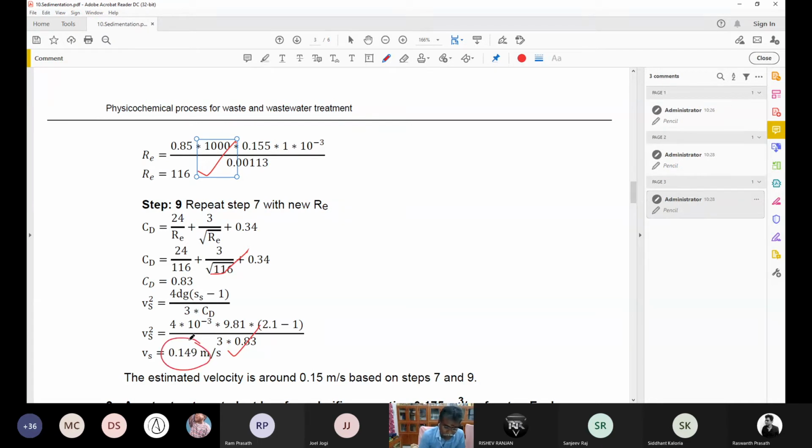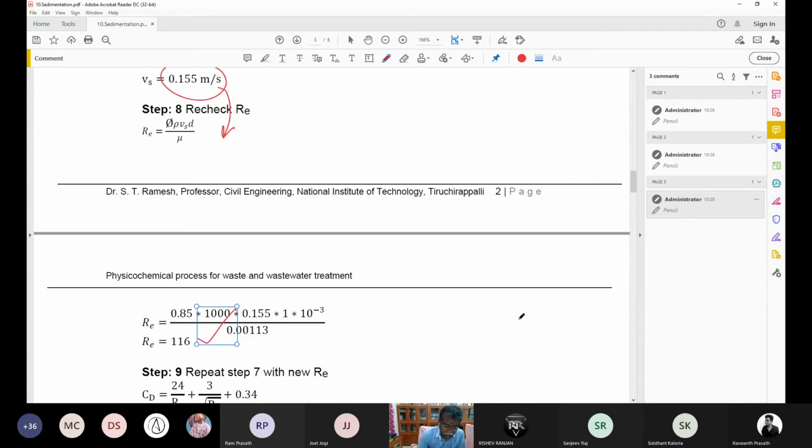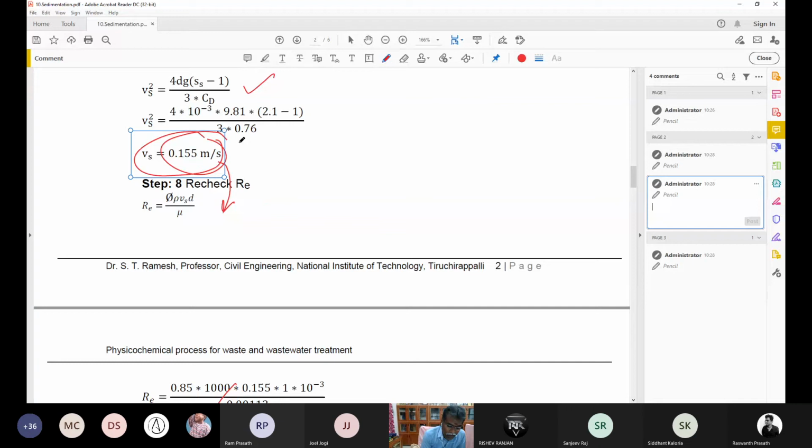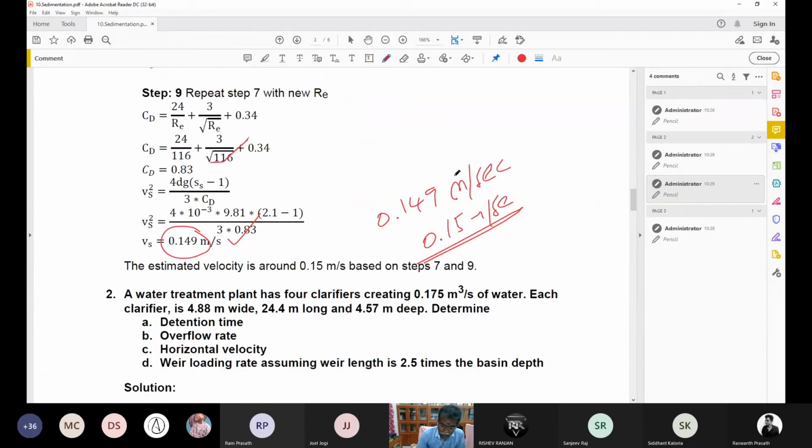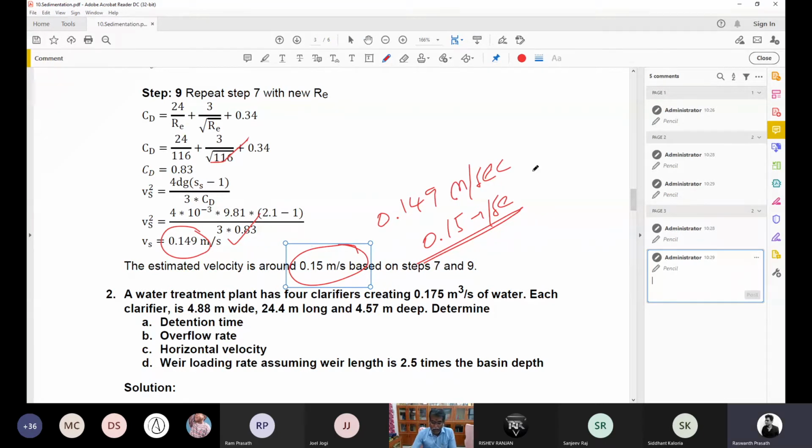Now you just look into the value. For step number 9, I may get 0.149 meter per second, which is equivalent to 0.15 meter per second. And let me look into the previous value. This also is 0.15155, or equivalent to 0.15 meter per second. So the previous value and this value are okay. Thereby I can estimate the value as 0.15 meter per second. Is it fine? Is it okay? Yes, sir.